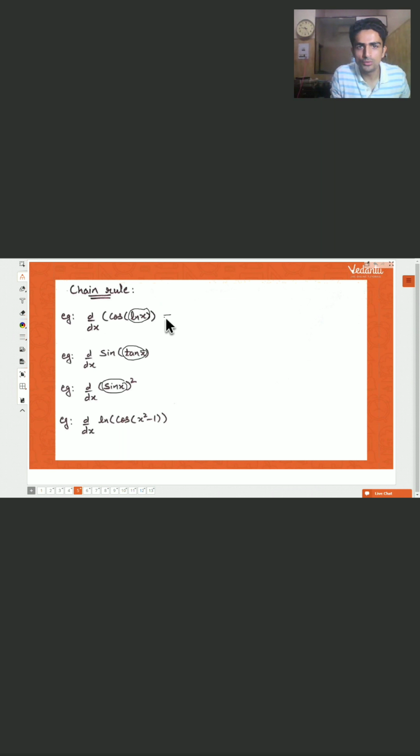So just as I told you, first you differentiate cos. It is minus sine, but keep the inside thing as such. Then multiply by derivative of inside term, 1 by x. Sine of tan x. First you differentiate the outside term, cos, keeping the inside term as such. And then you differentiate the inside term.